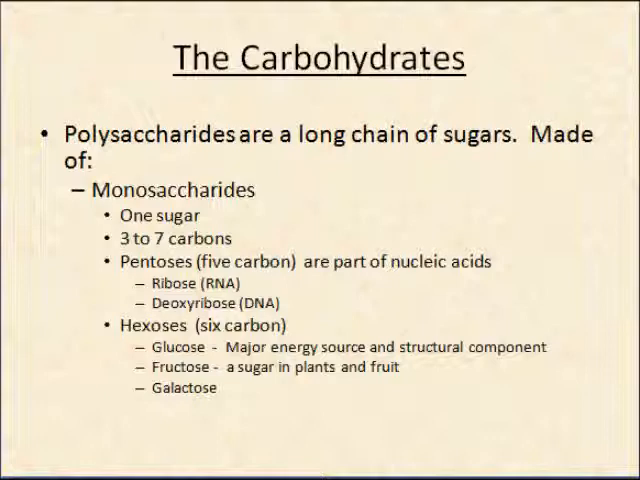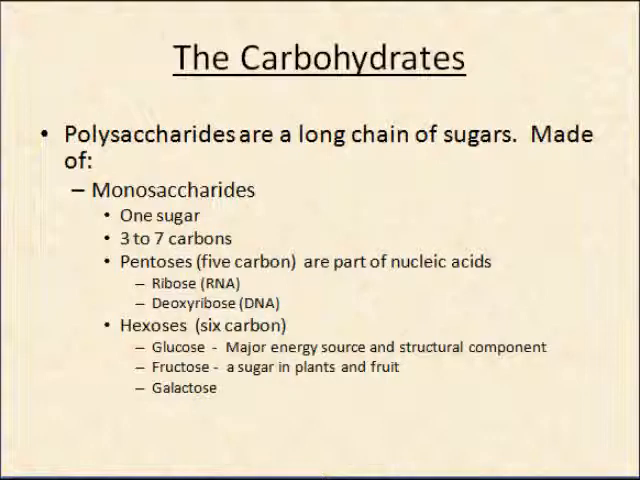The ones that are really relevant to us are pentose sugars. That is, they have 5 carbons, and they live in ribose and deoxyribose, which are the nucleic acids. And then there are hexoses, which are 6 carbons. And we have glucose, which is the major energy source for cells. They will break down other substances to form glucose before feeding that into their energy cycle. Then we have fructose, which is a sugar in plants and fruits.